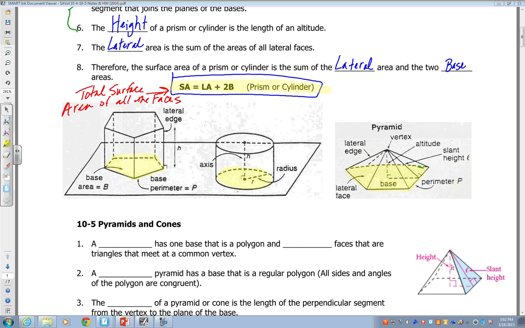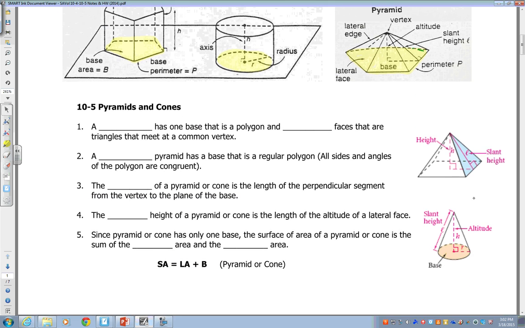Okay, so for pyramids and cones, there is an additional part that you have to recognize in a pyramid and cone that's different from a prism or a cylinder. All right, so first of all, when you're dealing with the pyramid, it has only one base, okay? Whenever you have a pyramid, it has only one base. That is a polygon. And the lateral faces are triangles that meet at a common vertex. So the triangles here meet at a common vertex.